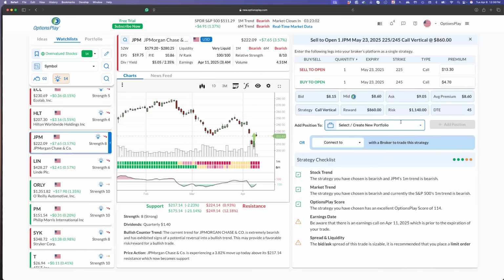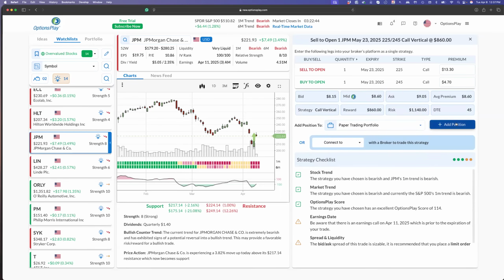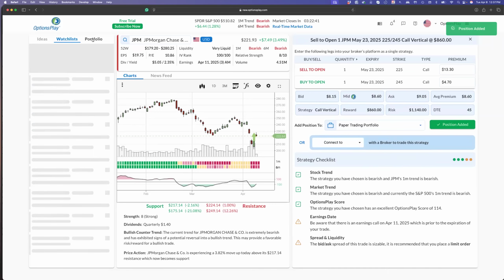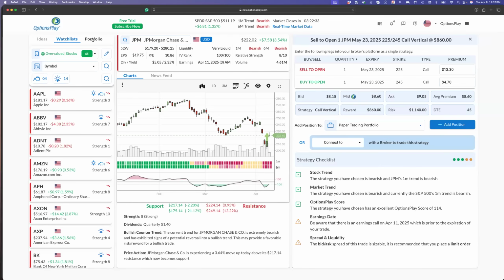So here's what I have with regard to this. And let's say you are looking to trade this May 23rd 225/245 call vertical to collect $8.60, what you can do is simply select a portfolio. So let's say I select my paper trading portfolio and I click on add position. And what it does is it adds that position in my portfolio tool that I can go back and analyze at a later time. So for example, if I entered this trade and a couple of days later the market moves lower and I'm thinking about closing out my position, coming back to portfolio will help you calculate your total P&L percentage, and that's going to help you determine whether or not it's time to continue doing this or potentially moving on to something else.